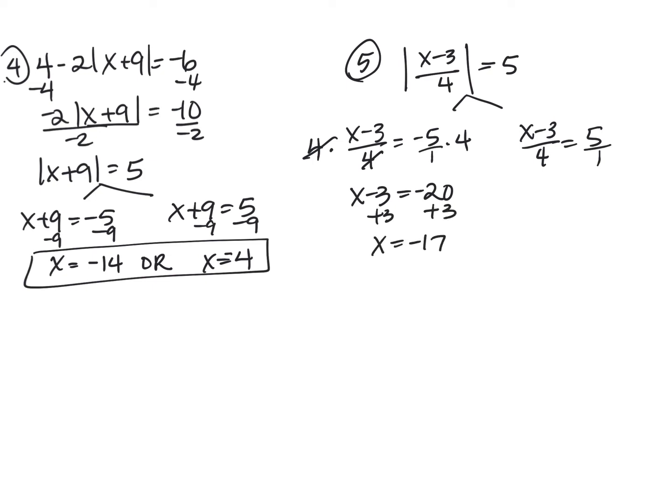Over here, I'm going to multiply both sides by 4 again. So I have x minus 3 equals positive 20. Add 3 to both sides, x equals 23. And again, I connect them with the word or.